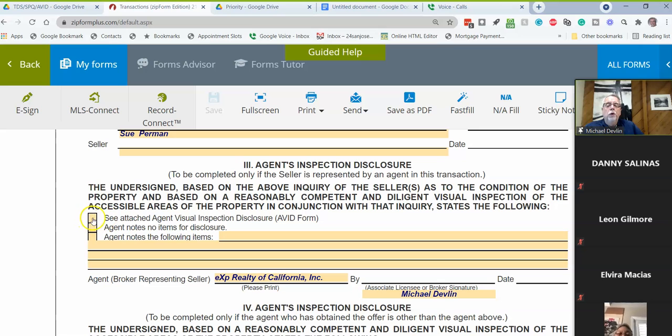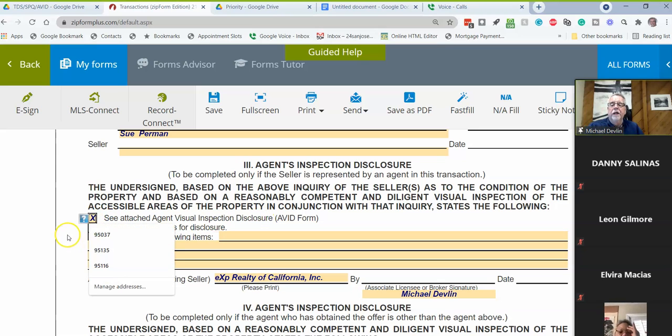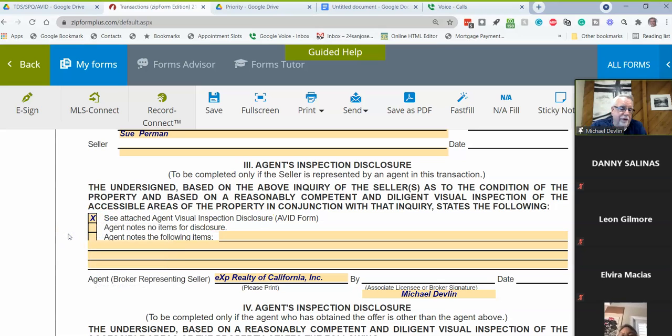Now, what you probably should be doing depends upon how, I'm going to try and say this without being snarky. This is hard. My filters don't work very well. Let's say you work for a professional, that's a bad way to put it, brokerage, right? They're going to want to see that first box checked: attached agent's visual inspection disclosure.